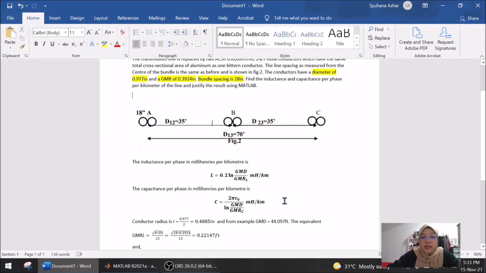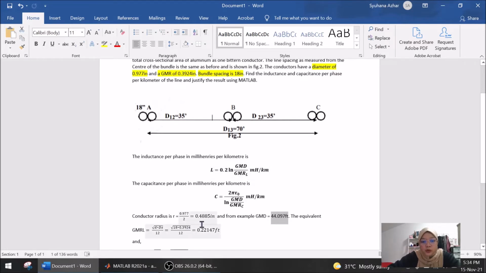So we can find the GMD by multiplying the values of AB, BC, and CA, to the power of 1 over 3, and then we get the answer 44.097. We also need to find the value of radius, which is the diameter of the conductor divided by 2. So we divide 0.977 inch by 2, then we get 0.4885.